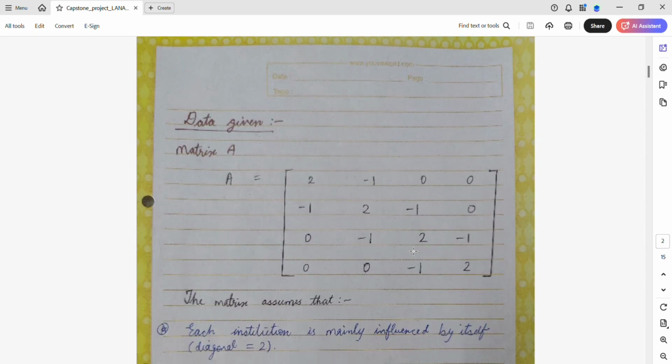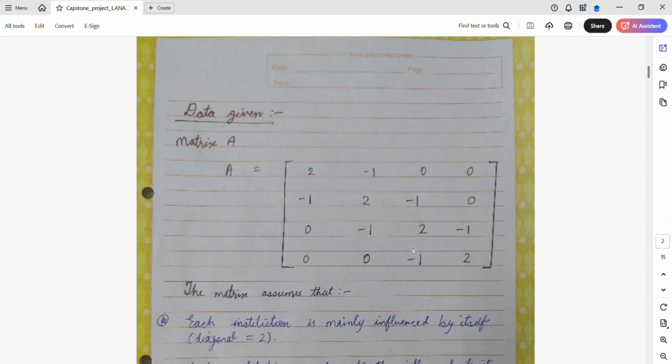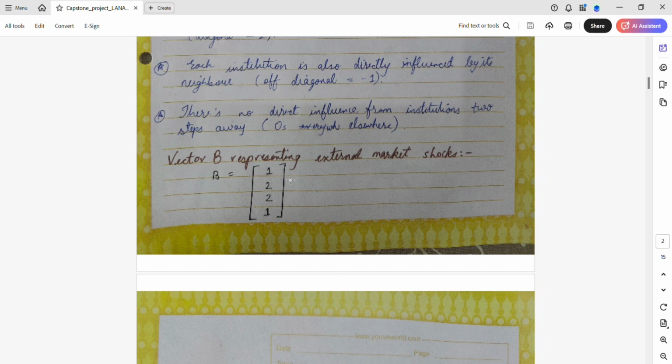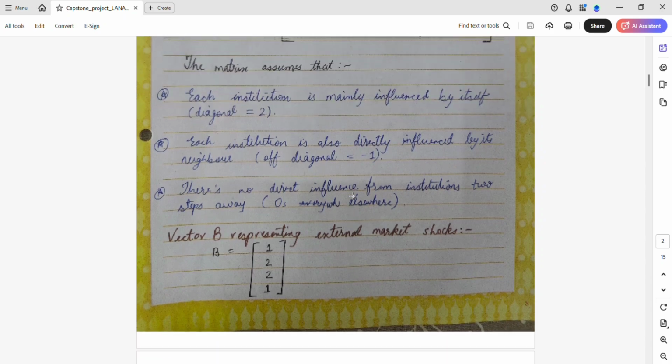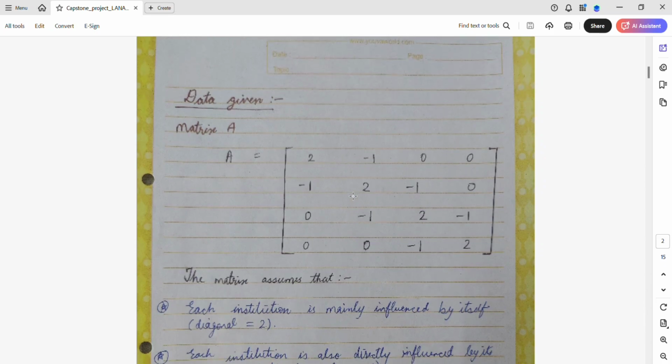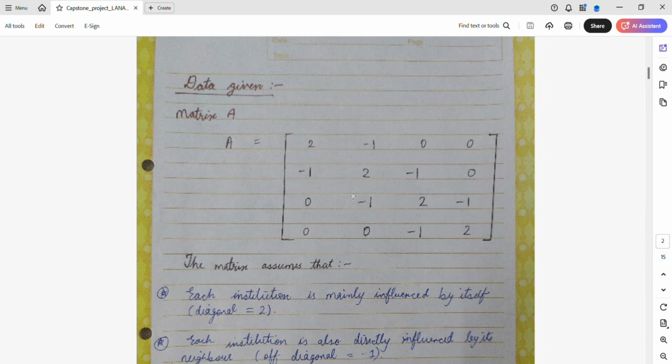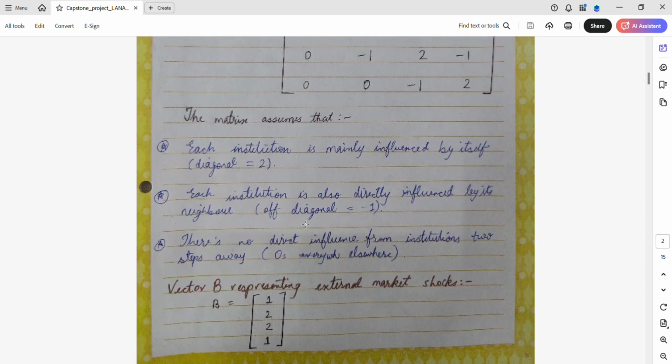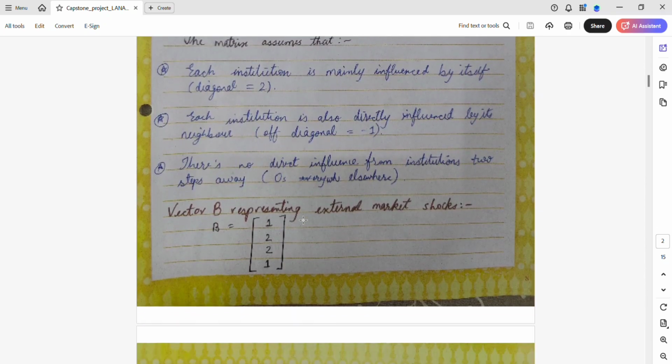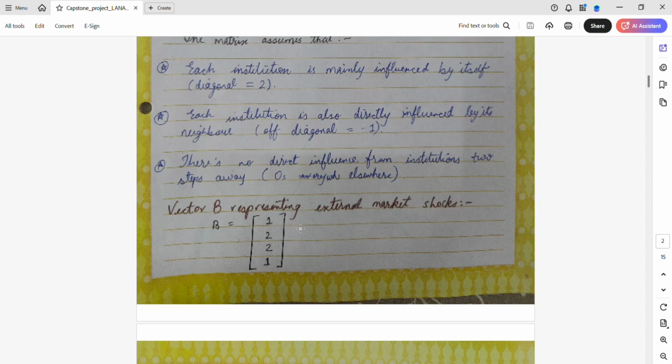Now, this is our matrix A, and this is external shock vector B. I started by defining matrix A, which models how each bank influences itself and its immediate neighbors. Diagonal entries are set to 2, off-diagonal neighbor entries are set to -1, and all others to 0. Vector B represented external shocks like sudden changes in market conditions.